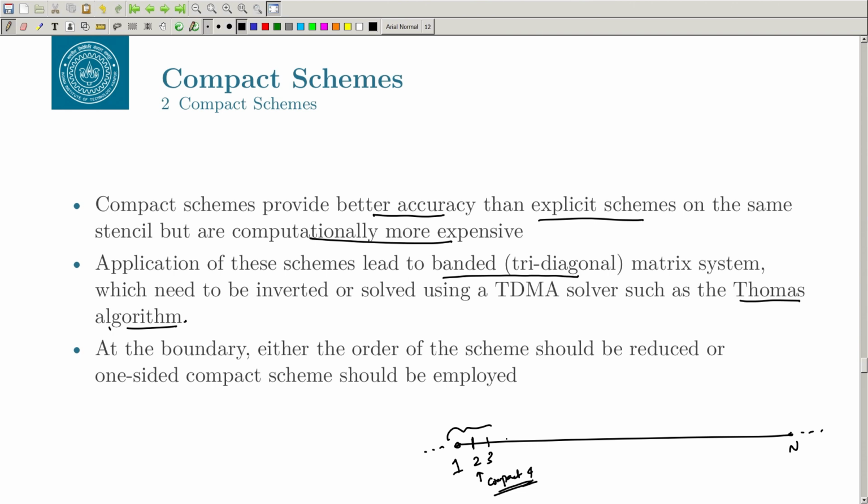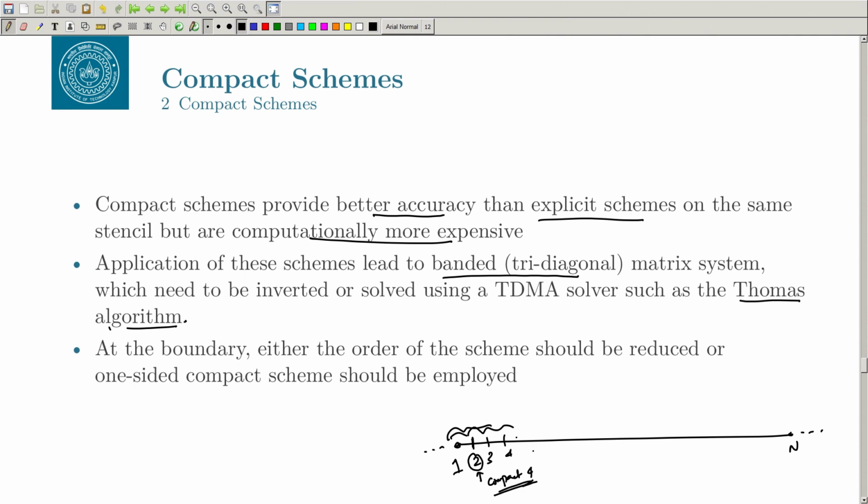And the other way to do it is basically to use the one sided stencil. That means you want to calculate the value at 2, but use the points at 2, 3 and 4, for example, or maybe 2, 3, 4 and 1. Okay. So, you need to use the one sided formulation for the compact schemes, but practically speaking, even if you use a one sided compact scheme or you lower the order near the boundary, it does not make much of a difference.